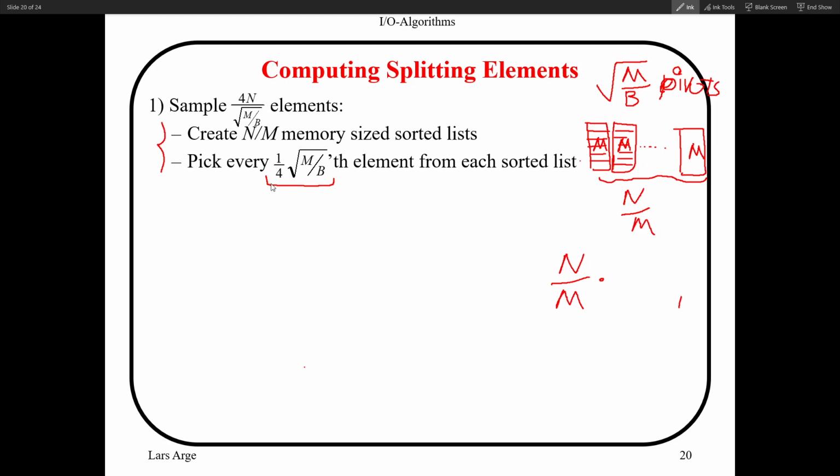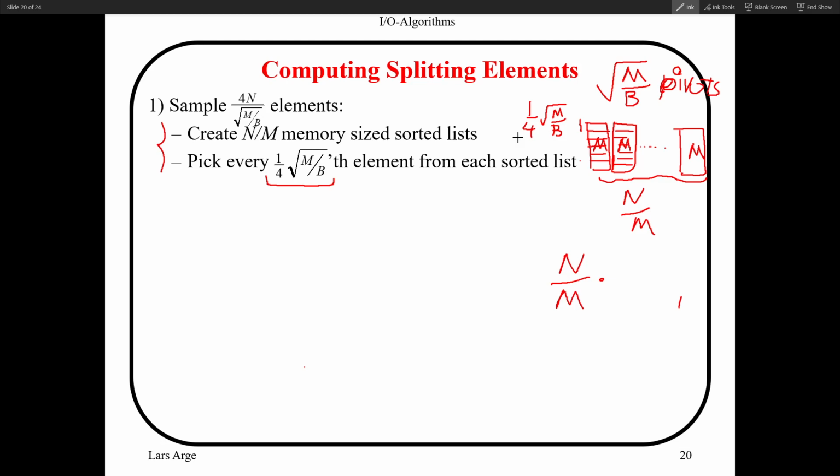I pick one every this many, so that means that the gap between each of the elements that I pick is a quarter of square root m over b. So I pick elements such that they split each group of size m into chunks of size a quarter of square root m over b.